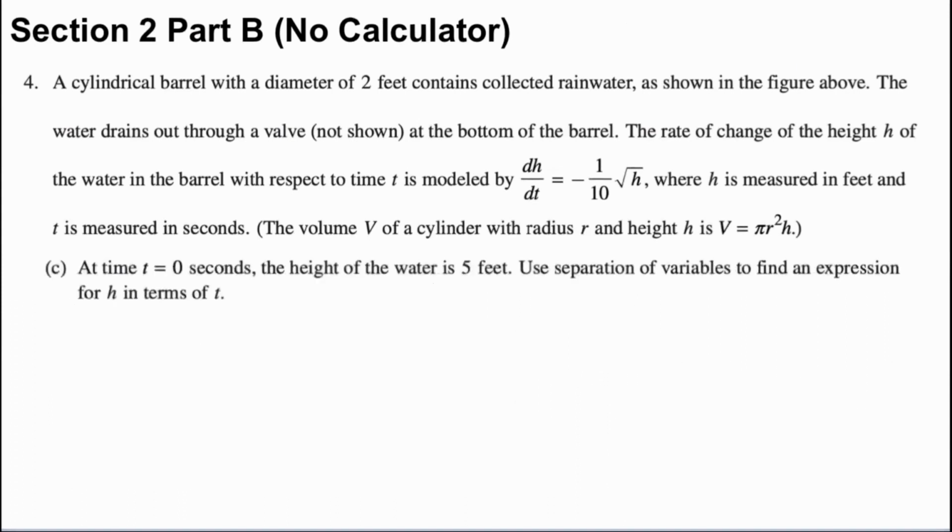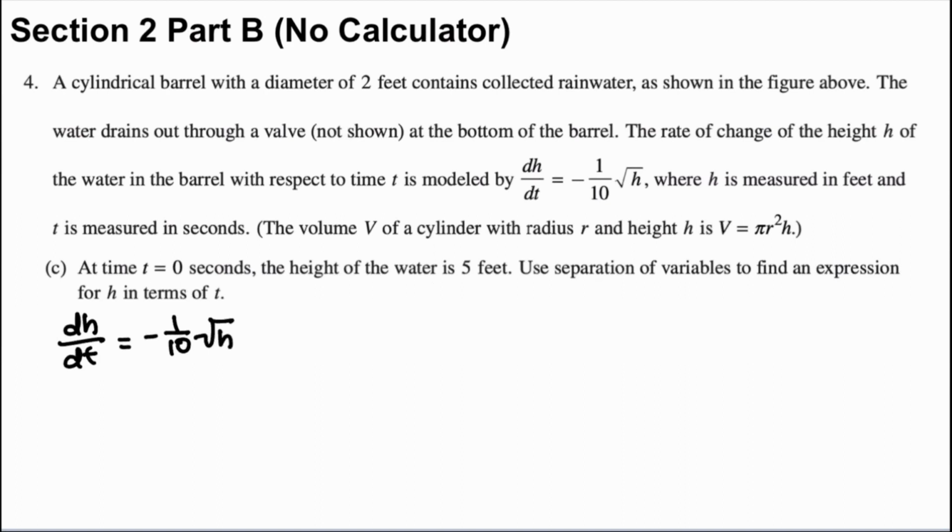At time t equals 0 seconds, the height of the water is 5 feet. Use separation of variables to find an expression for h in terms of t. This is probably the most involved section of this problem. I might have to use another page for this. I didn't allot myself another page, so I hope not, but worst comes to worst, I'll just add another page. So we're going to, again, start with the differential that they give us. dh dt is equal to negative 1/10 root h.